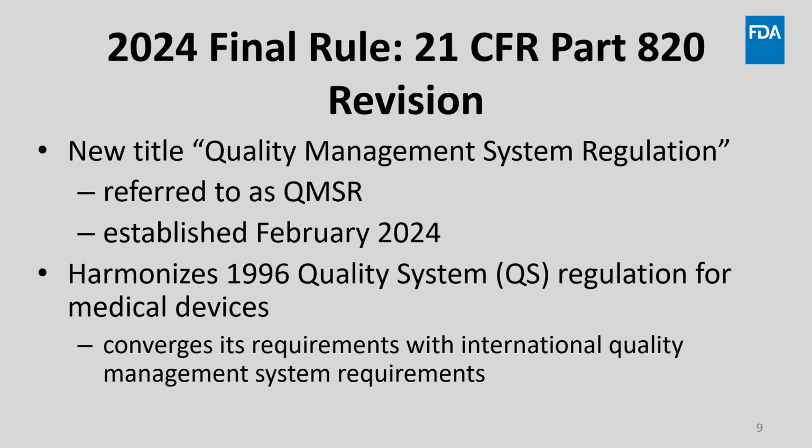The 2024 final rule revises Part 820, including an update to the regulation title, which is renamed the Quality Management System Regulation. The final rule further harmonizes quality system principles by converging its requirements with international efforts and principles, including current thinking regarding risk. A harmonized rule makes it easier for global manufacturers to have a single quality management system that efficiently meets global regulatory requirements.